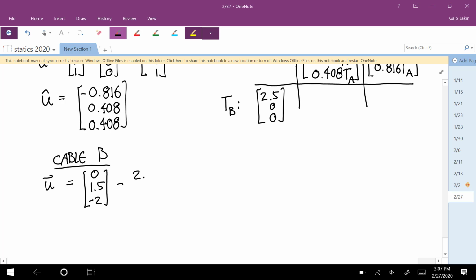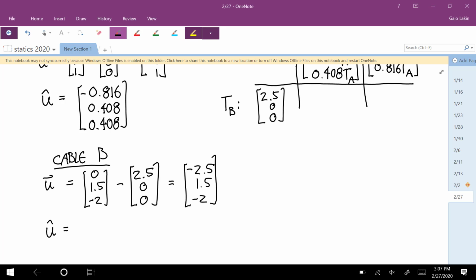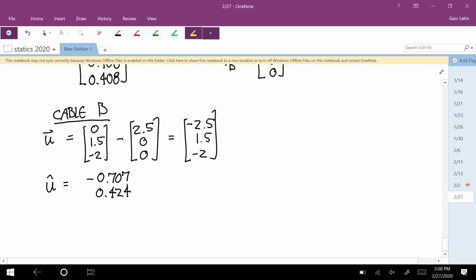Minus 2.5, 0, 0. And so you get the vector negative 2.5, 1.5, negative 2. And then a unit vector in that direction: figure out the magnitude, divide every component by the magnitude, and you get negative 0.707, positive 0.424, and negative 0.566.